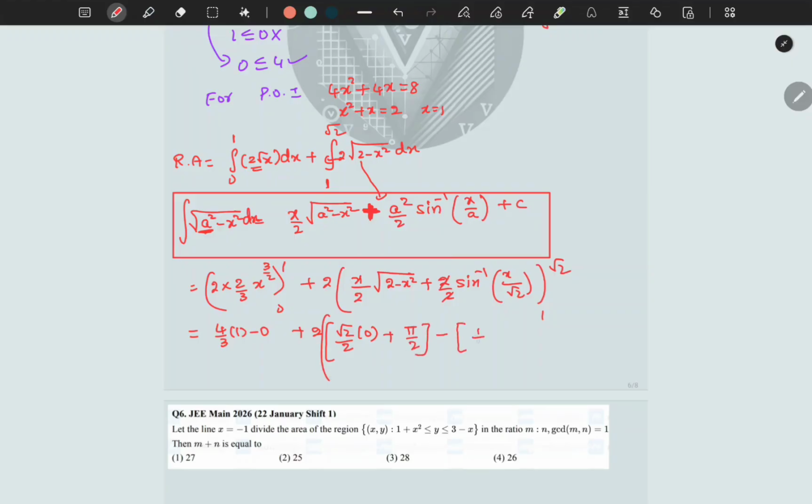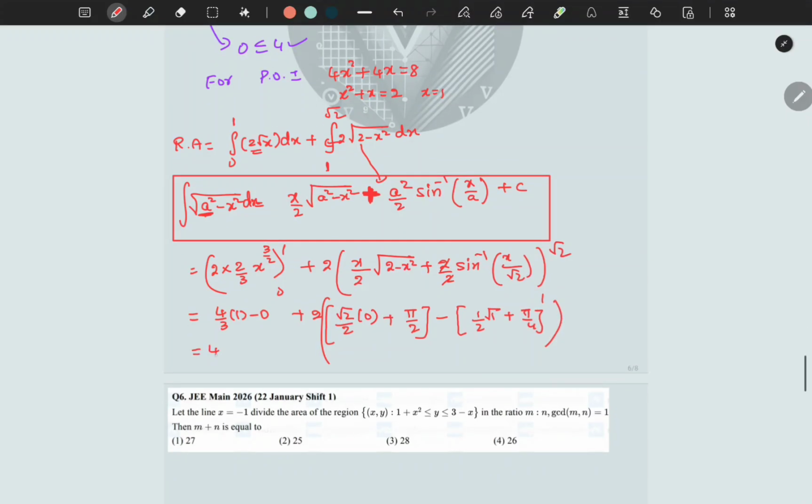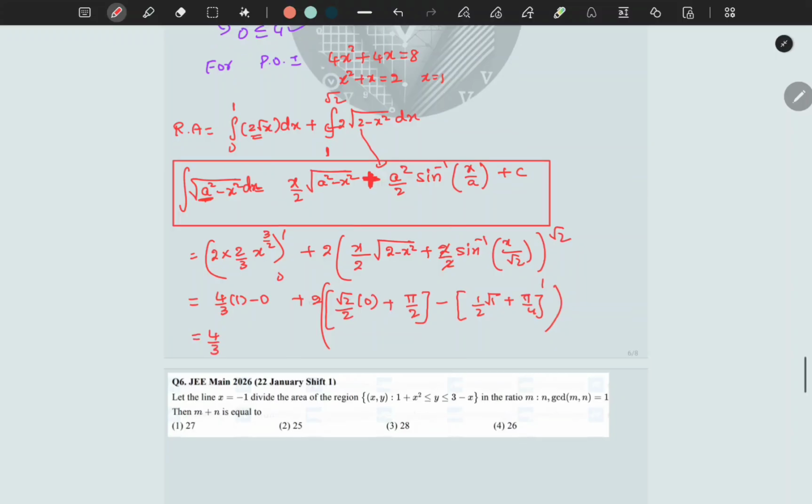And if I replace x with 1, I'll be getting 1 by 2 into under root 1 plus sine inverse of 1 by root 2, which should be pi by 4. So if I calculate this, I'll be getting 4 by 3. Now root 2 if I multiply with the 2, what will I get?